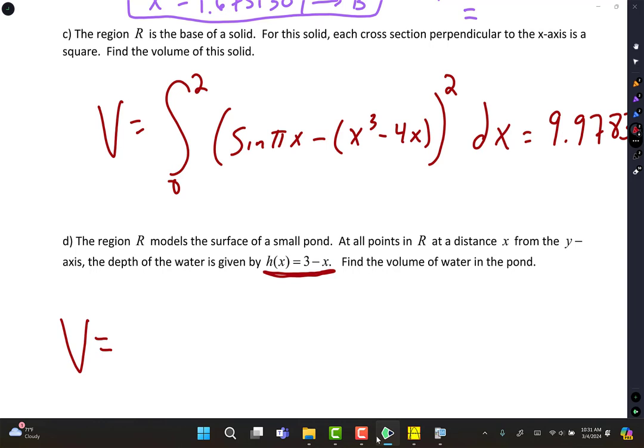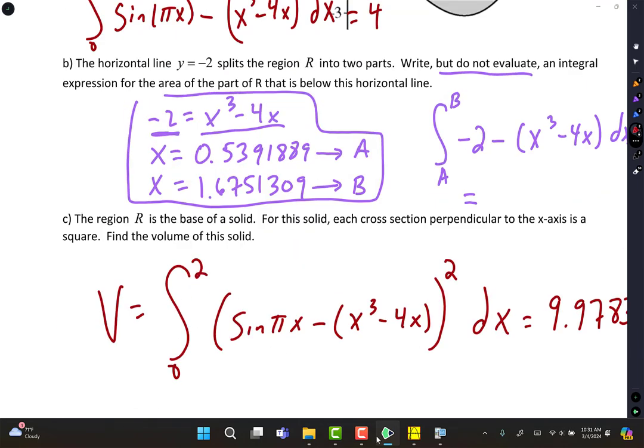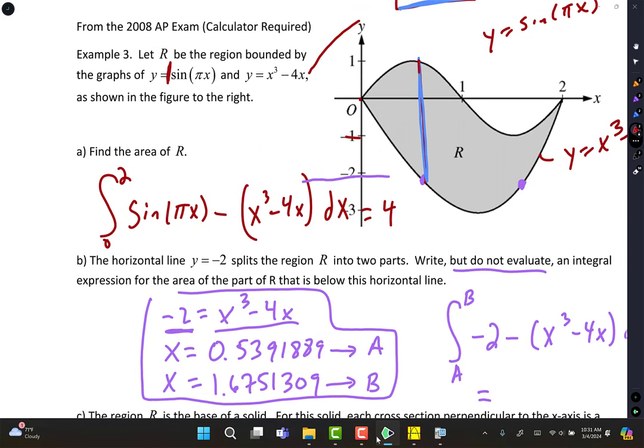So all points are at a distance x from the y-axis. The depth of the water is, okay. So my common cross section is still this line. How do I find the area of that one line? You just have a rectangular piece. It's not square anymore. You have this length times the depth. So the slice is a rectangle. Do you guys see it?